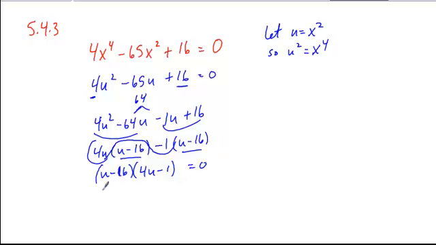And so I can set each of these equal to 0. u is equal to 16, or u is equal to, we take the opposite of the constant, positive 1, divided by the leading coefficient, 4. Okay, the final step is to substitute back in.